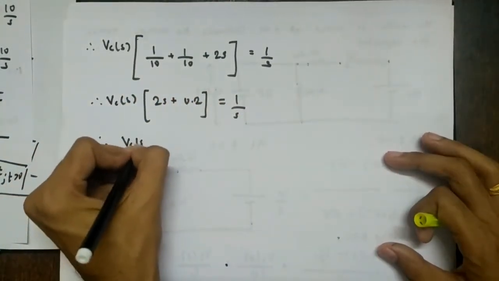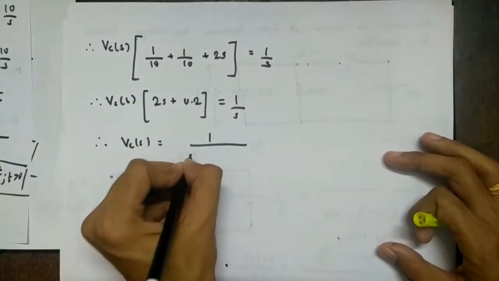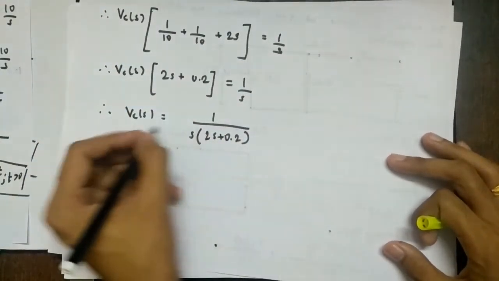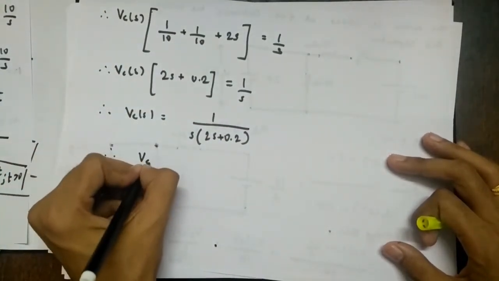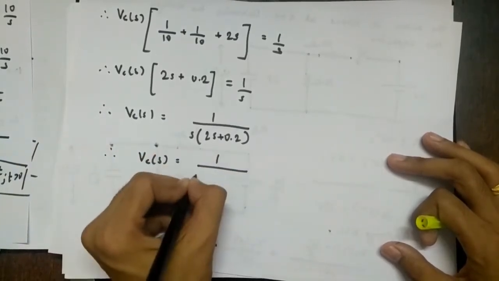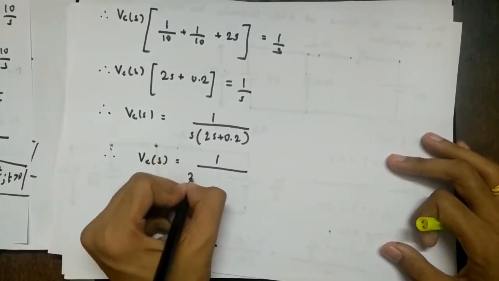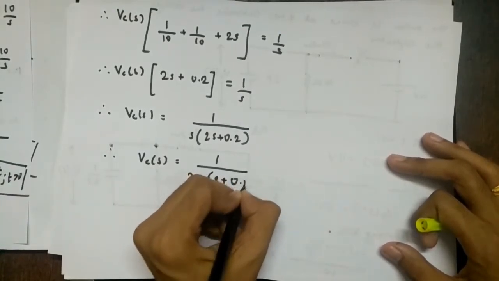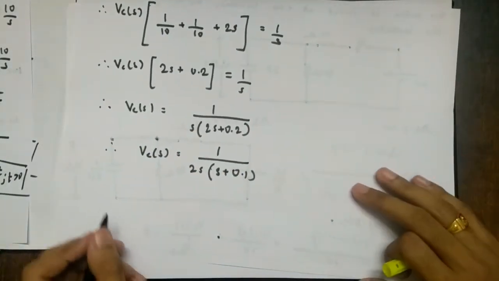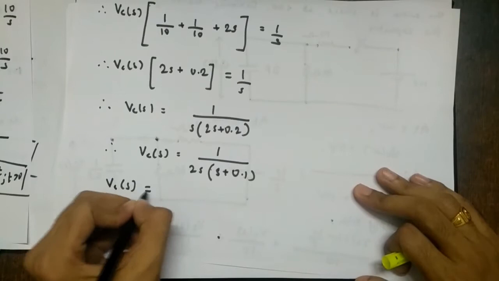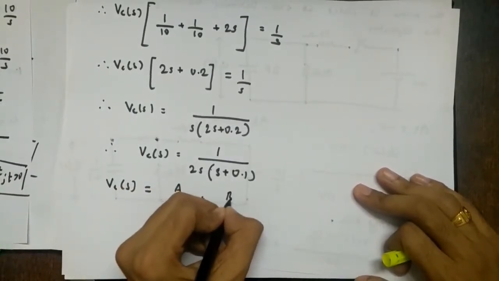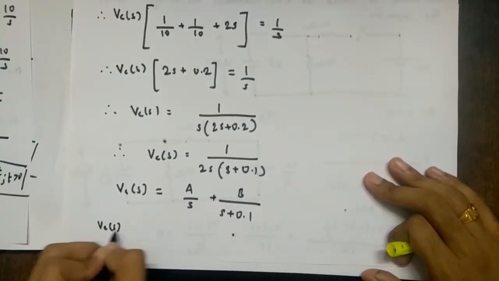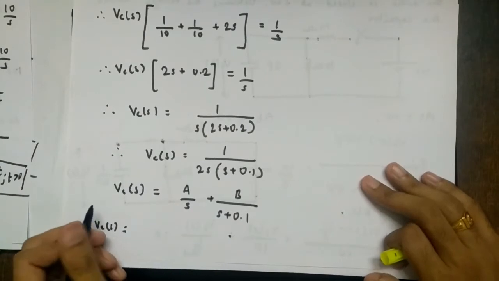So again take it to the right hand side. So this will be 1 upon S times 2S plus 0.2. So again we do require the denominator, coefficient of S to be 1. So Vc of S is 1 upon 2S into S plus 0.1. I have taken 2 common, right? So again you will require what? Partial fraction expansion. So this is A upon S plus B upon S plus 0.1, right? So Vc of S equal to, so you have to write the steps using partial fraction expansion, etc.